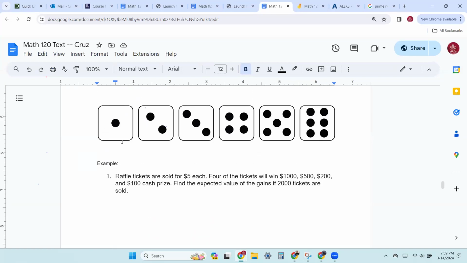All right, so let's see if I can do this real quick. All right, we got raffle tickets are sold for $5 each. 4 of the tickets will win $1,000, $500, $200, $100 cash. After that, you don't get anything. So there's only 4 tickets.